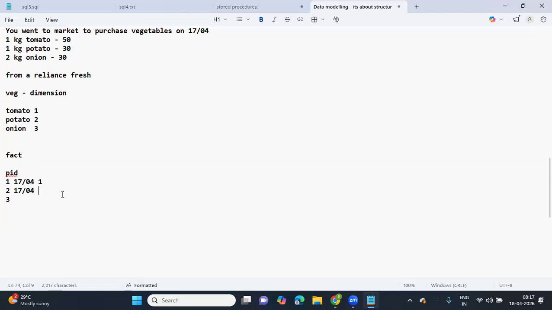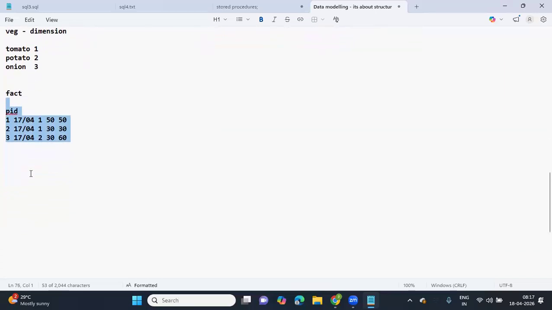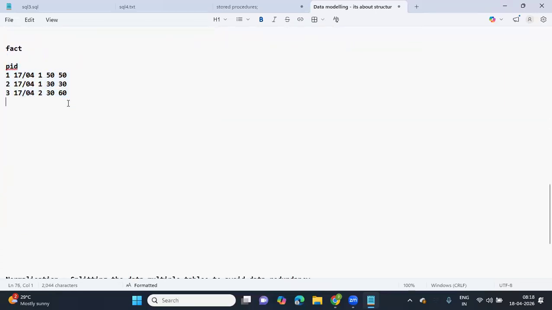Okay, so this is 1 kg and this is 2 kgs, and the price is 50, 30, and 30. Along with that, it will also maintain the total value. So 1 into 50, 50 rupees. This is 30, and onion 60 rupees. This is total sales. So this is how we design our facts and dimensions. Okay, now hope you understand what is a fact and what is a dimension. Okay, let's say now coming to the normalization.